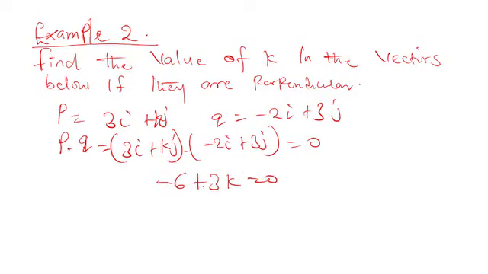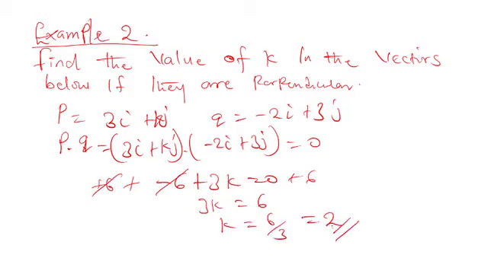So the value of our k is, okay, let's add plus 6 to both sides. So this goes with this. We now have 3k to be equal to 6. So the value of our k is 6 over 3, dividing both sides by 3, which is equal to 2. So if these two vectors are perpendicular to each other, the value of k is equals to 2.